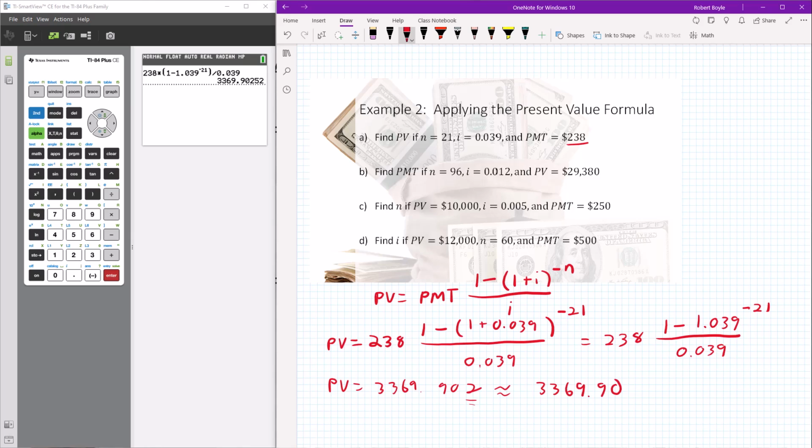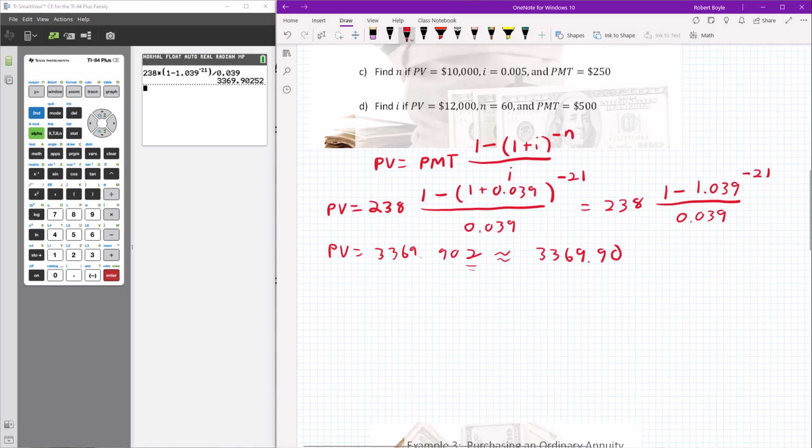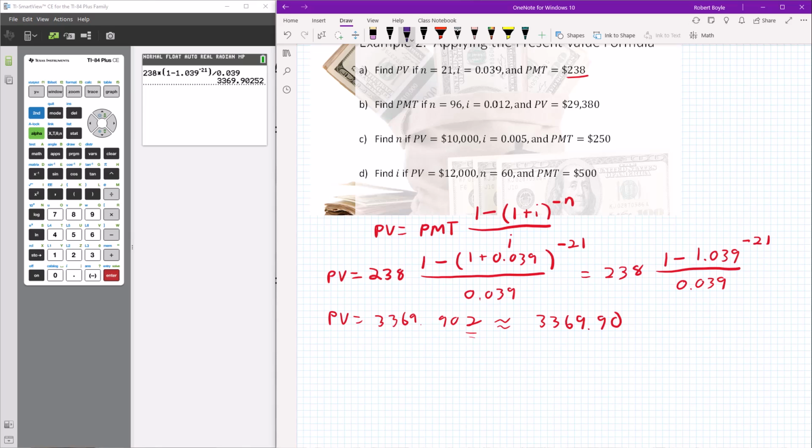Let's take a look at part B, and before we do that, let me change colors real quick. So once again, we're going to have the exact same equation, but notice that this time we are looking at, where's part B? There it is. We need to find the payment. So making our substitutions, we have $29,380 for our present value.